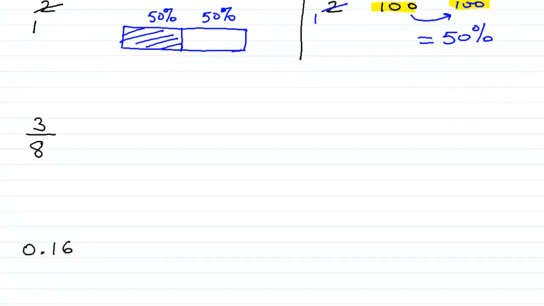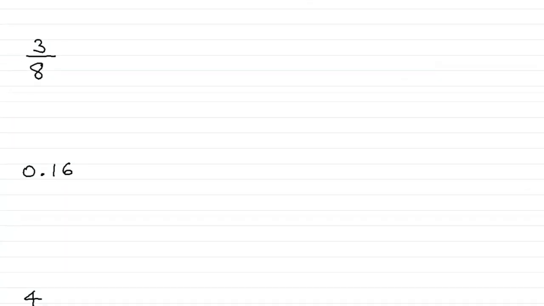So let us take another example. How can we represent 3 upon 8 as a percentage? What we are going to do is multiply this 3 upon 8 by 100, but remember to put the percentage sign, or you can just divide it by 100 also, and then let that denominator 100 remain as it is.